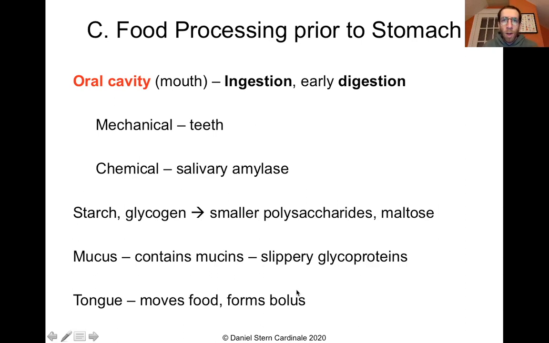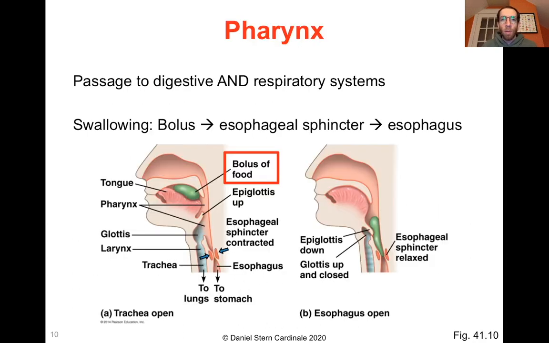An important structure involved in this process is the tongue, which is moving the food throughout your mouth, helping facilitate mechanical digestion, and it's also going to form the food into a mass called the bolus. This is what's actually going to move down your esophagus into your stomach. Before it gets to the esophagus, this bolus has to pass through the pharynx. Now, this is a little bit weird because the pharynx is part of the digestive system and the respiratory system.